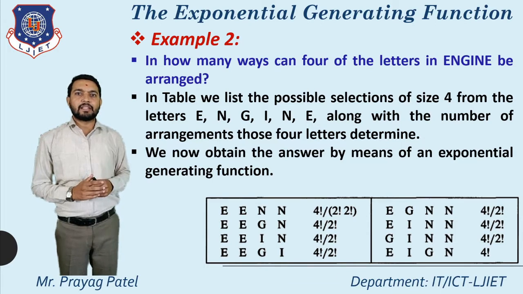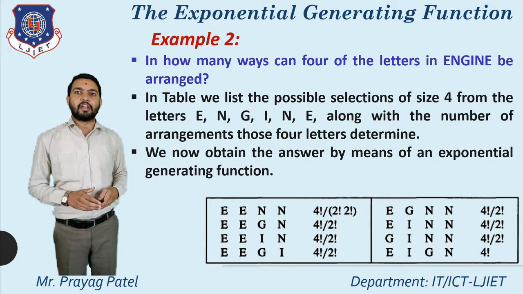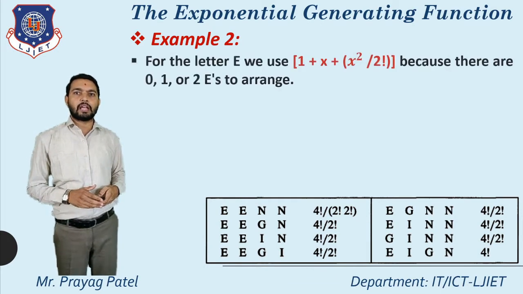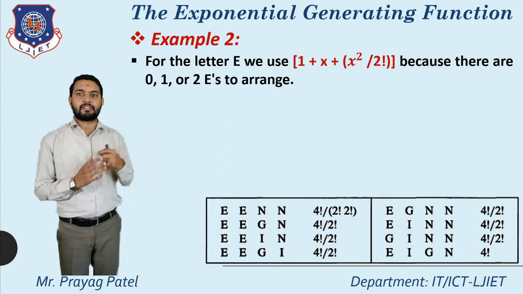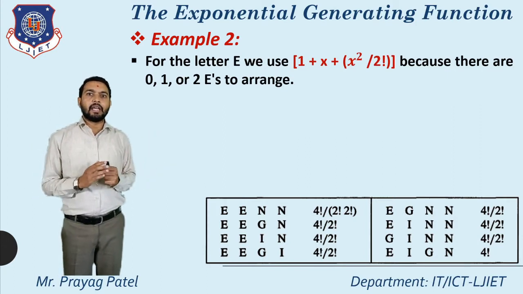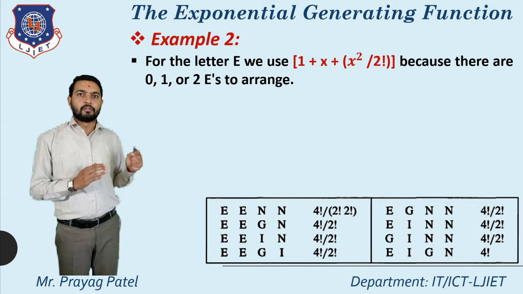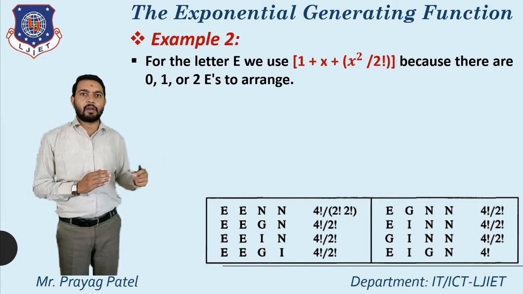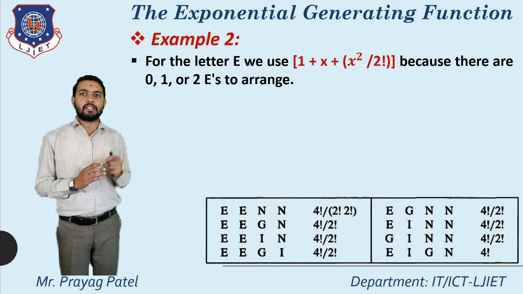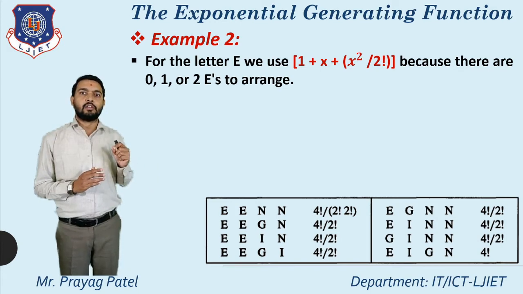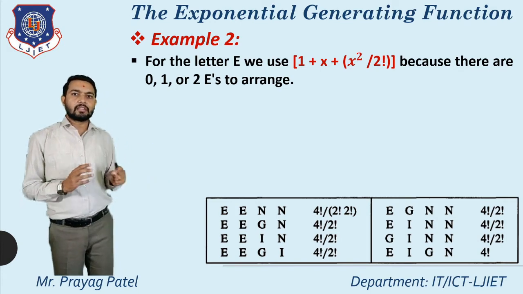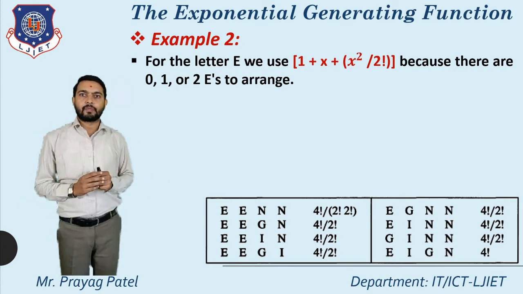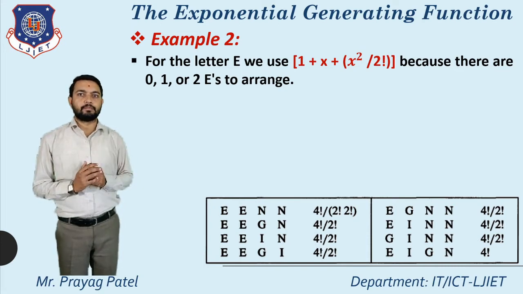We now obtain the answer by means of the exponential generating function. So here we use the exponential generating function and find the answer. For that, for the letter E, we use 1 plus x plus x square divided by 2 factorial, because there are 0, 1 or 2 E's to arrange. So in any case, we can use 0 E, 1 E or 2 E's.